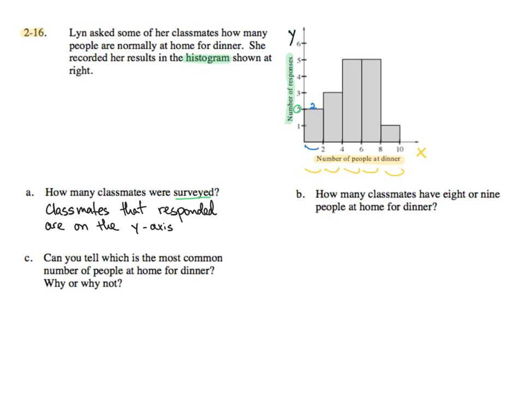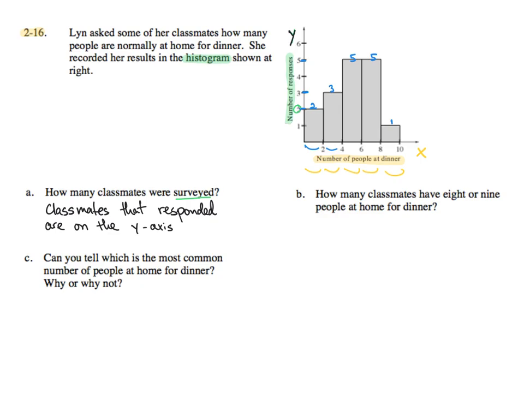That's 2. For number of people at dinner between 2 and 4, there were 3 responses. Between 4 and 6, there were 5. I know that by looking at the height. So here I see the 3, I see the 2. Here's also 5. And the last one is here, 1. So count those numbers, add them all together, and that will give you the answer for letter A.